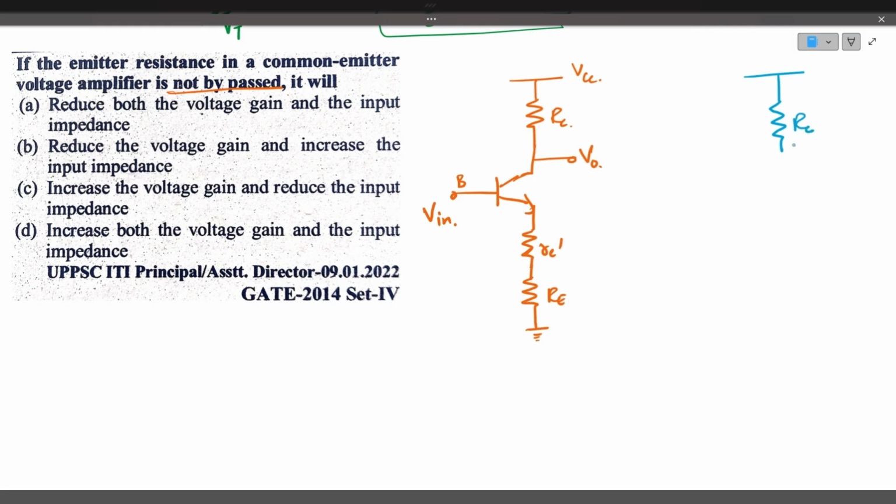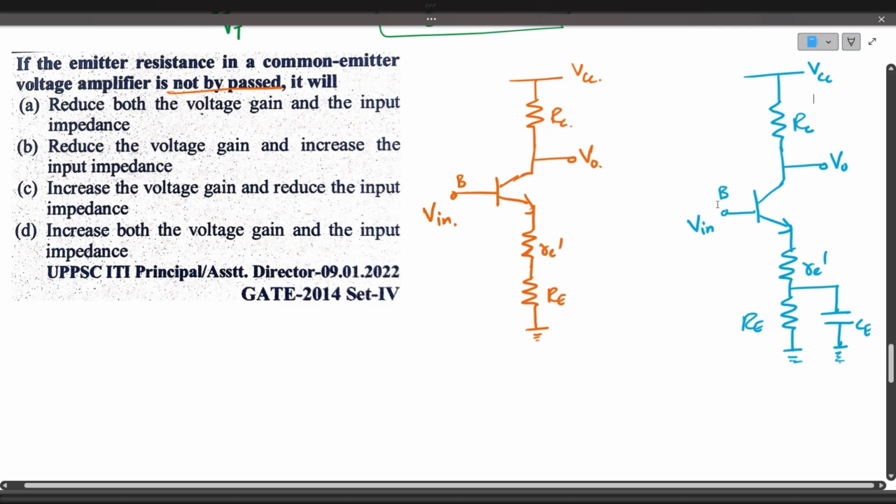There is again a collector resistance, transistor, output is collected across the collector. This is the base where input is given. There is an emitter model resistance. There is emitter resistance, and this emitter resistance is bypassed. Okay. In these two cases, we'll try to derive the input impedance and voltage gain.